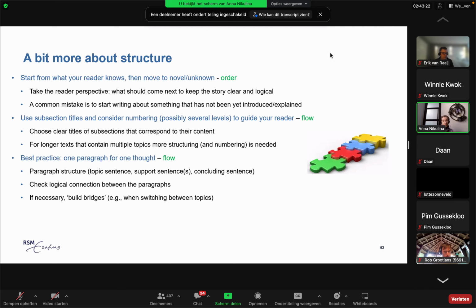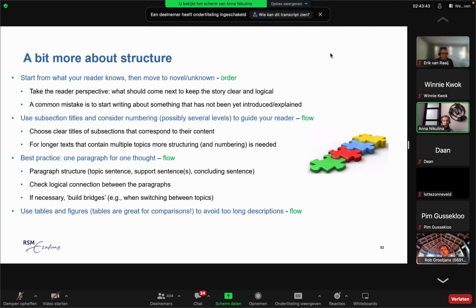And then, of course, it is something that I expect you don't hear for the first time. The idea is one paragraph for one thought. The flow needs to be clear. You introduce the topic, you provide argumentation, you close. And you need to build bridges between the paragraphs. I'll show you in a second how this works in the papers that we have for this week.